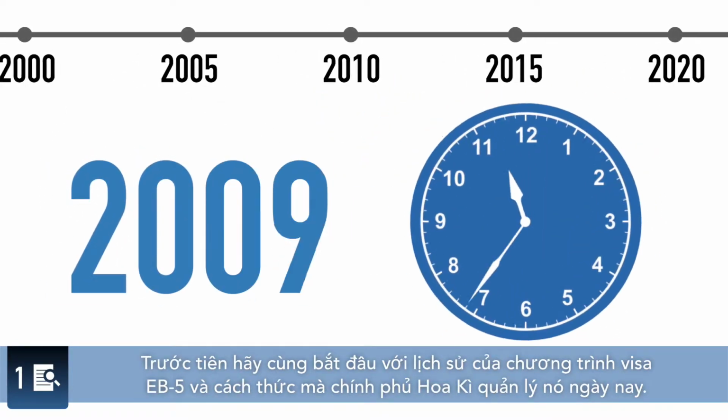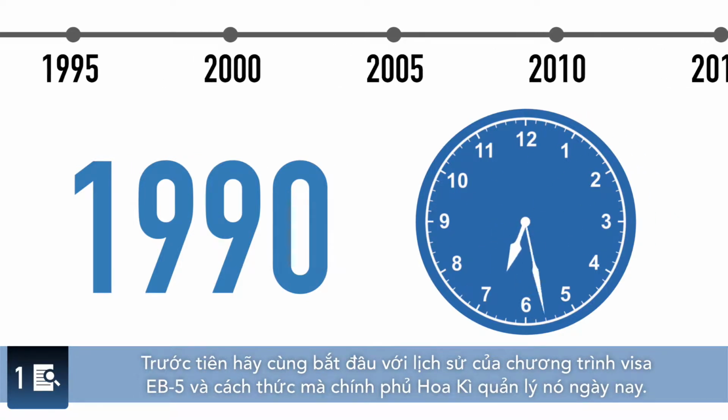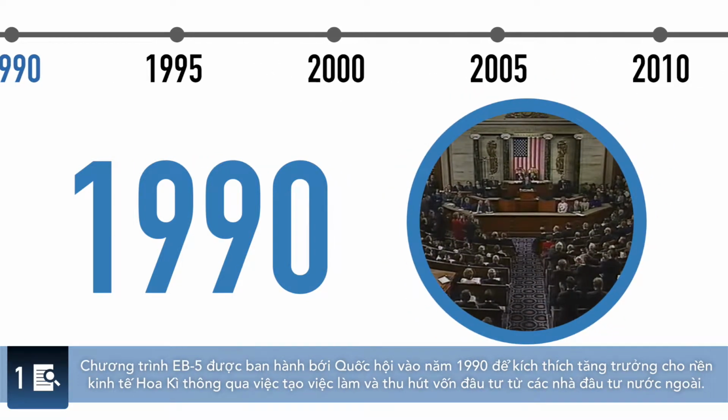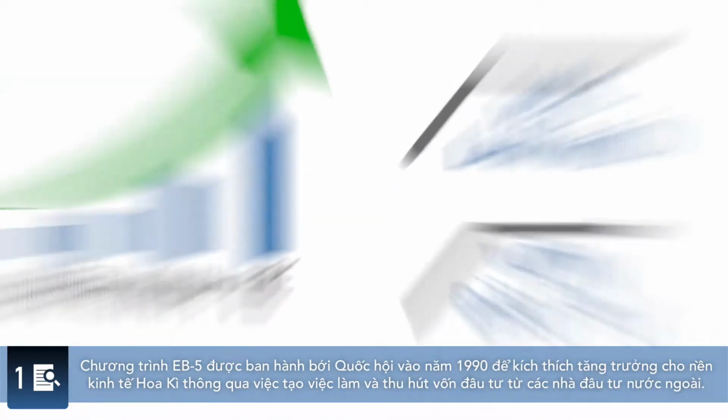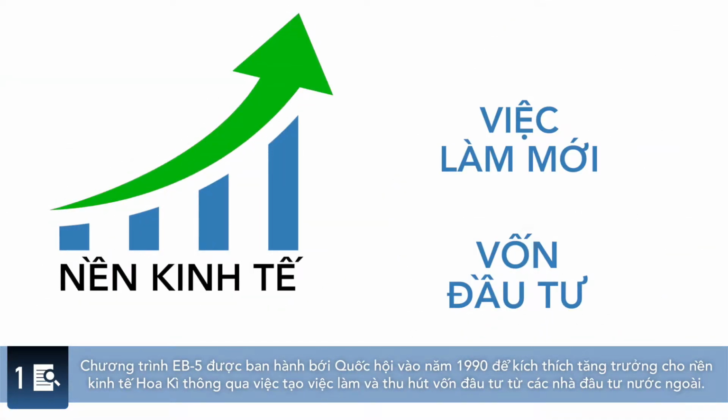First, let's begin with the history of the EB-5 visa program and how it is administered today by the U.S. government. The EB-5 program was enacted by Congress in 1990 to stimulate the U.S. economy through job creation and capital investment by foreign investors.